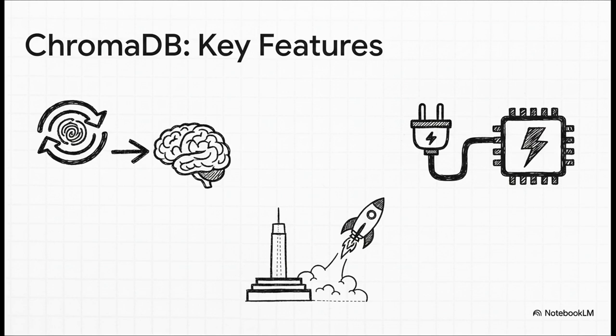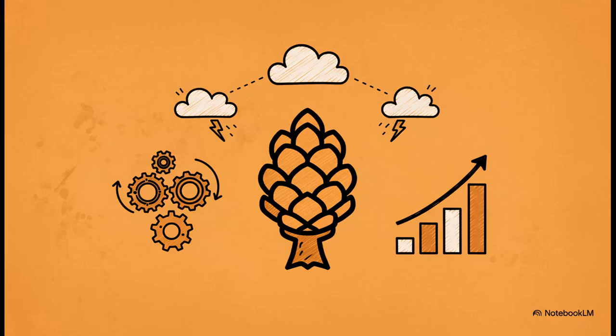It's pretty much perfect for building quick prototypes and personal AI projects. Next, we have Pinecone. Now, if Chroma is that local workshop in your garage, Pinecone is the huge industrial-grade factory that's built to run 24/7. It's all about performance at a massive scale.